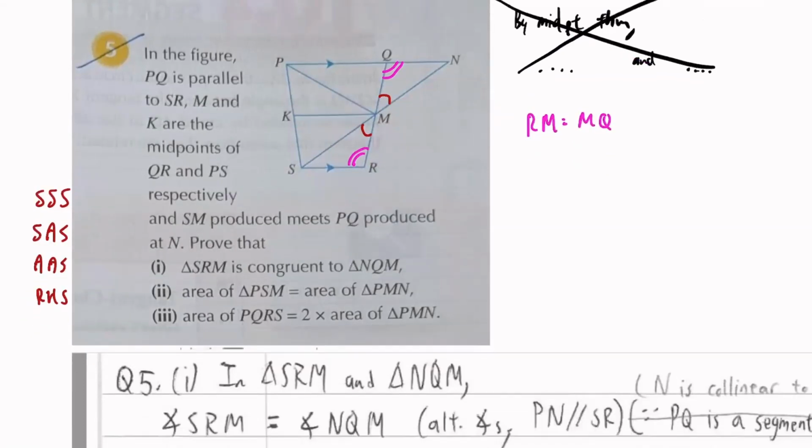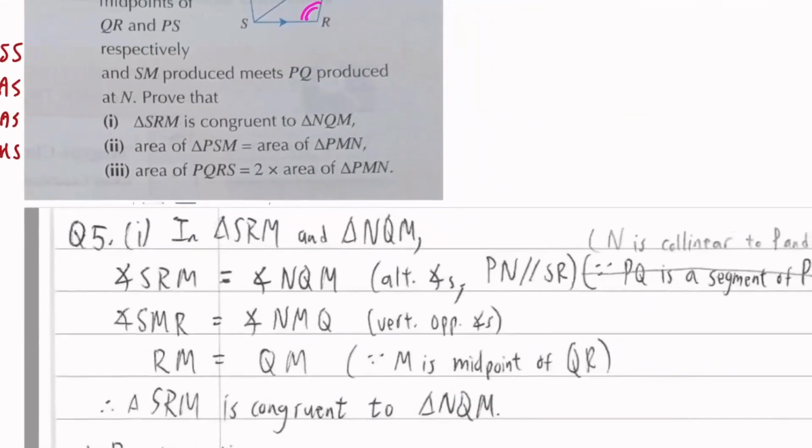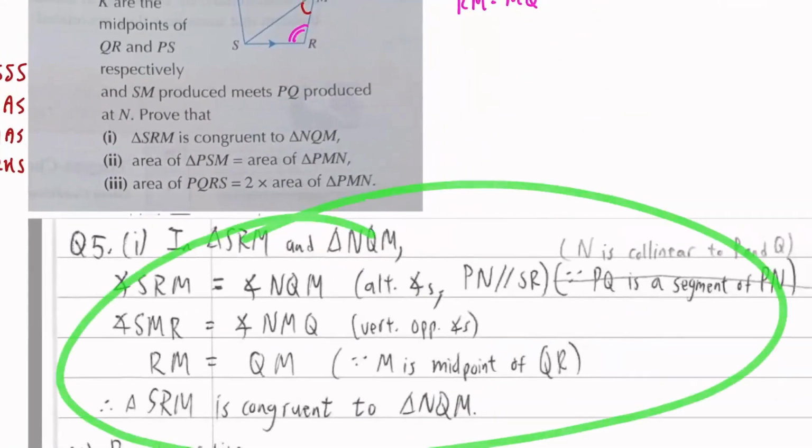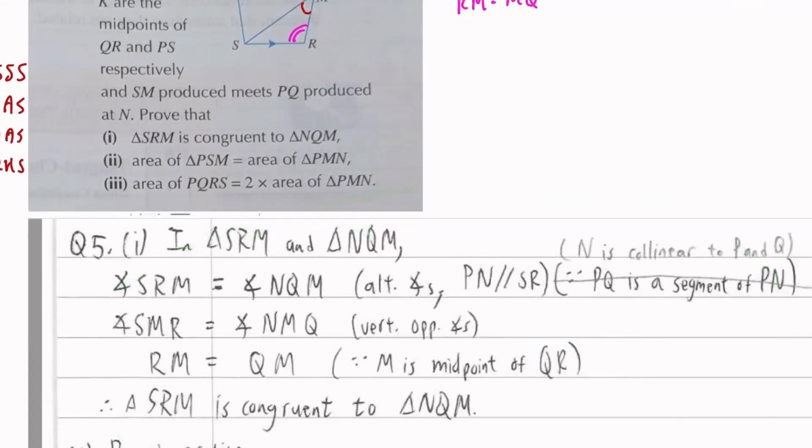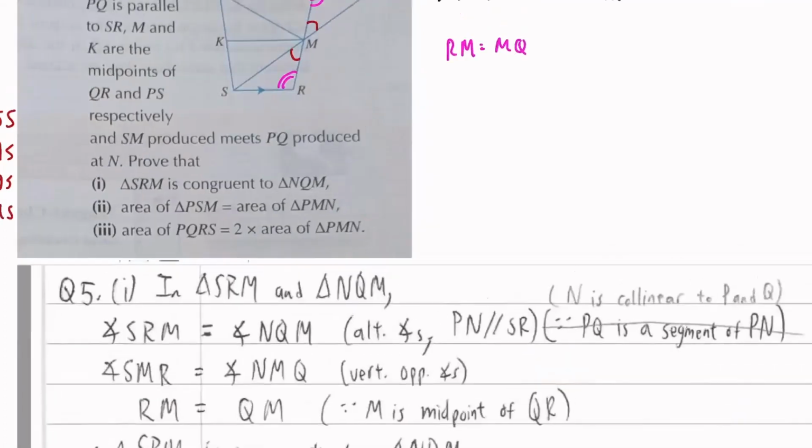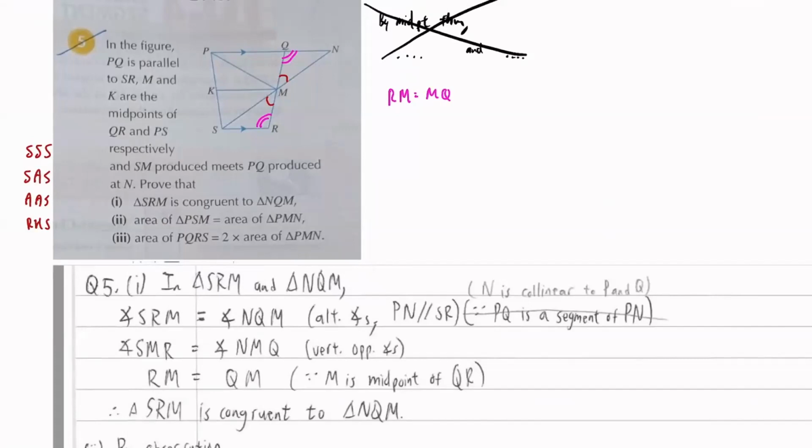Okay? Let me show you the full reasoning here. Yeah. Good. Moving on to part 2. Area of triangle PSM equals area of triangle PMN. PSM and PMN.